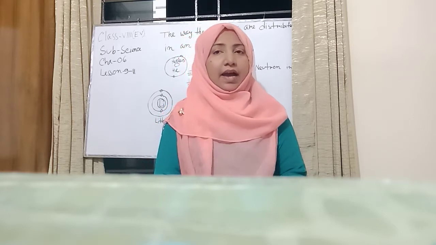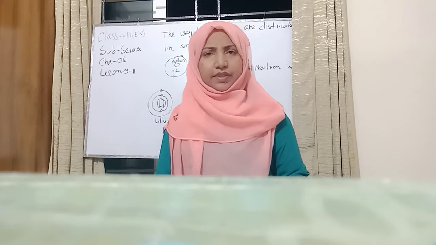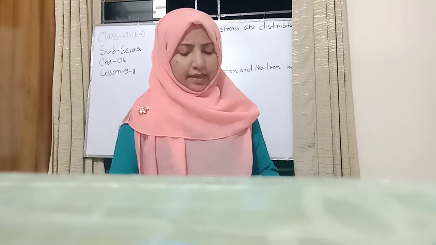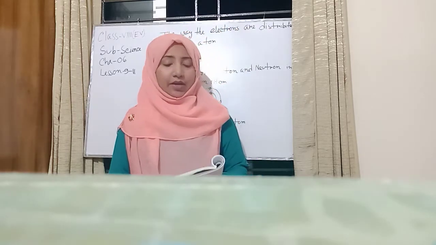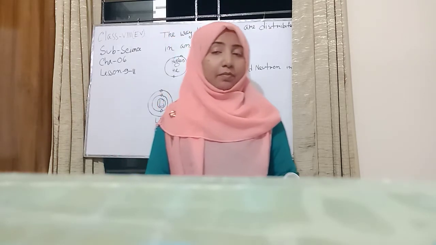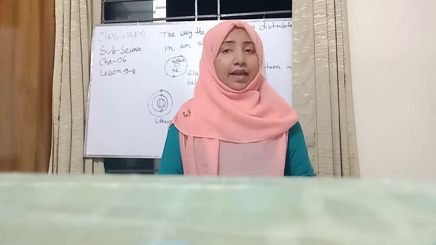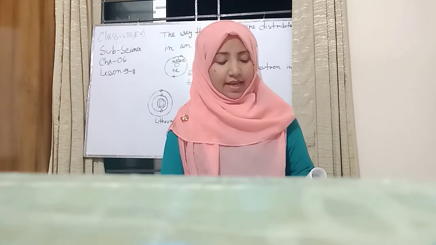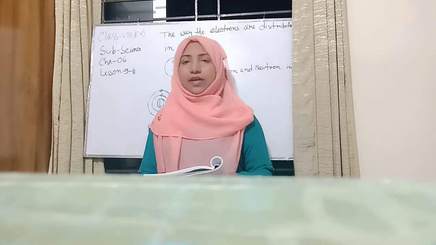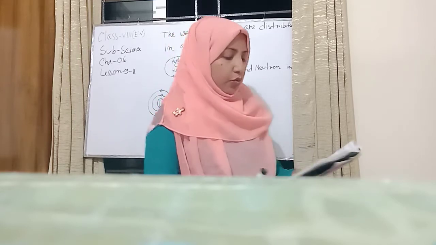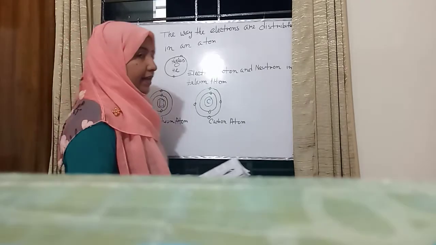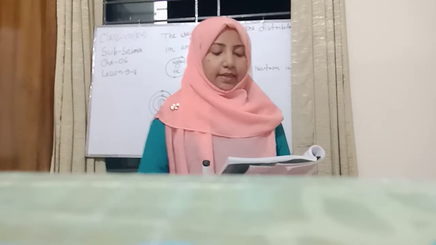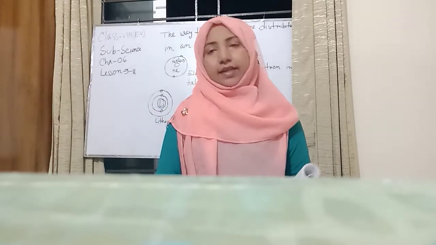And now I select another very important topic, lessons 9 to 11. I also explained about the orbits and their orbit structure. Here's lesson 9 to 11. The number is the way the electrons are distributed in an atom. Yes, the way the electrons are distributed in an atom.